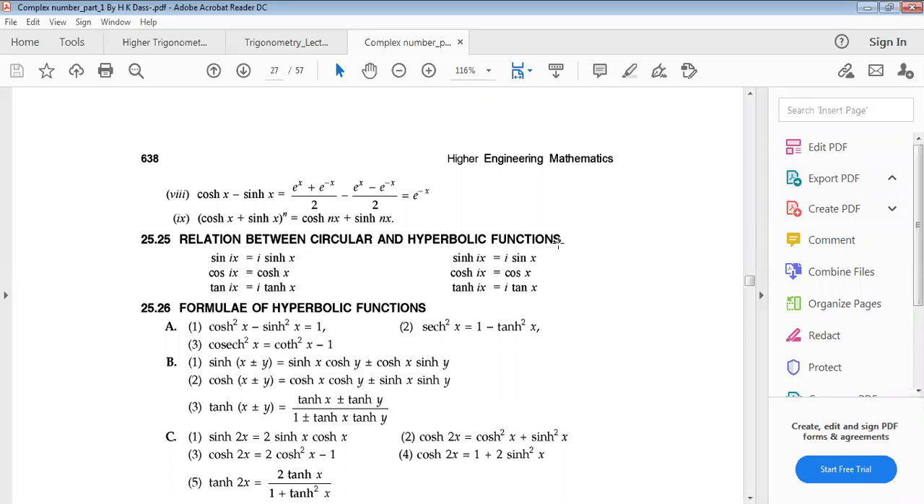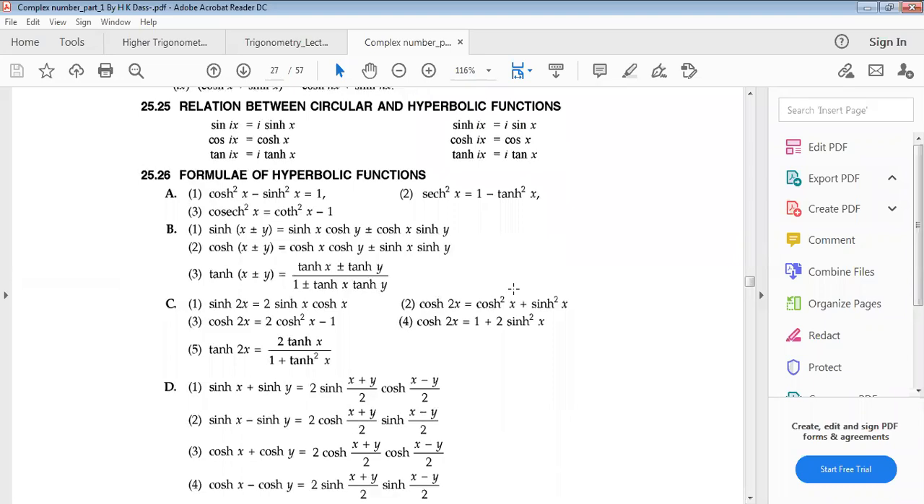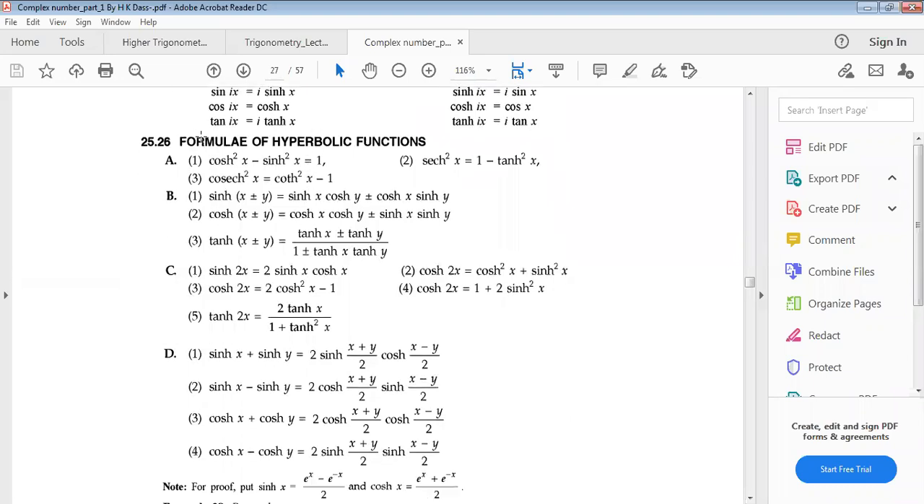Sin hyperbolic ix equals to i sin x. That means opposite. Cos hyperbolic ix equals to cos x, and tan hyperbolic ix will be i tan x. We have to remember this, and we have to use this formula also. Cos hyperbolic square x minus sin hyperbolic square x equals to 1.